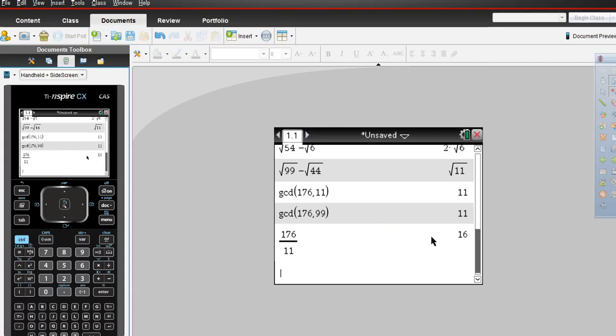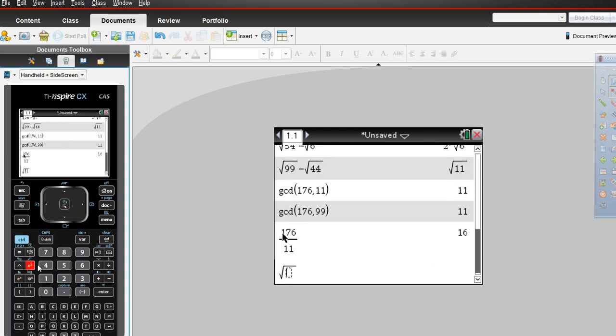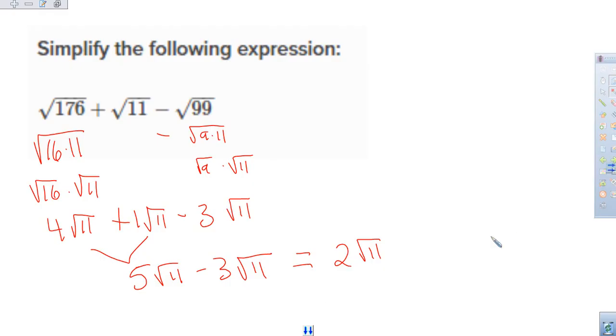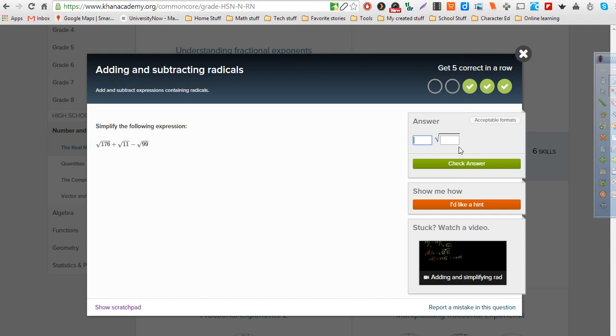Okay? And did I already do this in the calculator? I don't think I did. So let's try it again. And just so you can see, I want you to get the practice of seeing this. Square root of 176 plus the square root of 11 minus the square root of 99 equals 2 root 11. That's what we had written down. So we're going to put that in as our answer here, 2 root 11. And we'll do one more just to finish this out.